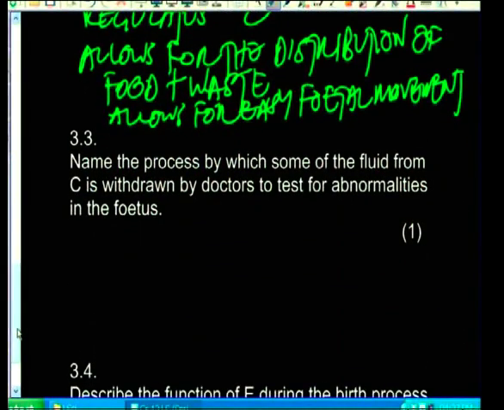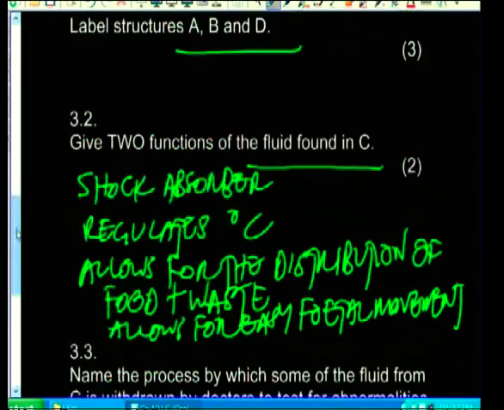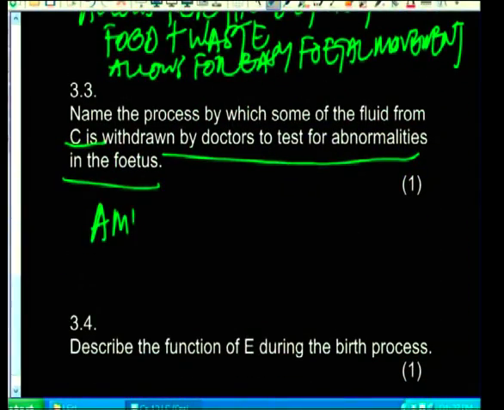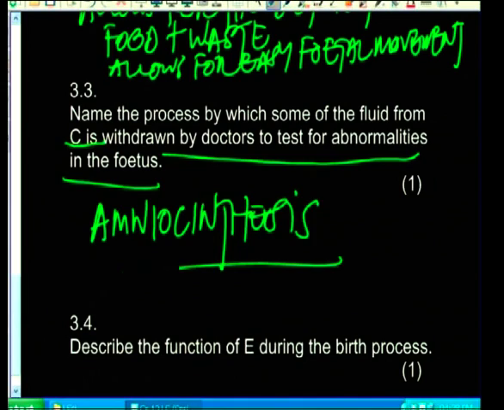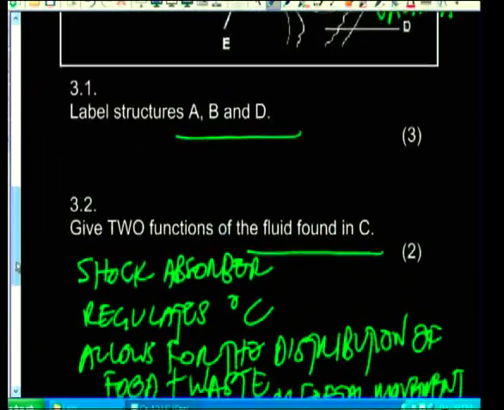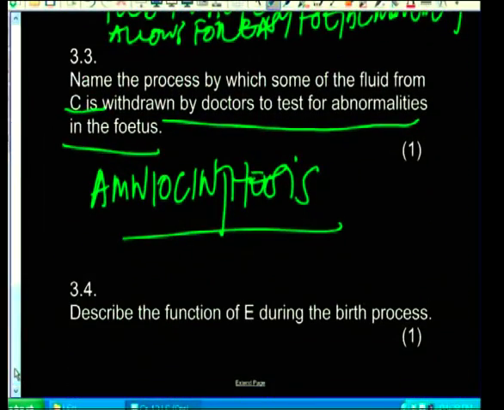Name the process by which some of the fluid from C is withdrawn by doctors to test for abnormalities in the fetus. We're talking still about the amniotic fluid, and the process is known as amniocentesis, where they inject the abdomen of the female and withdraw some fluid. This is one of the tests which can tell us whether the baby that's going to be born would have Down syndrome or not. So they can check the chromosome number and other abnormalities from just testing the fluid, especially genetically transferred ones.